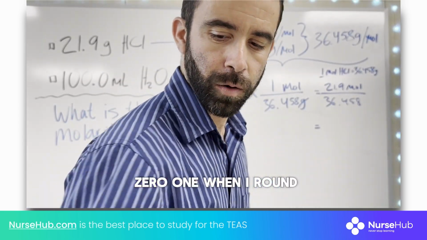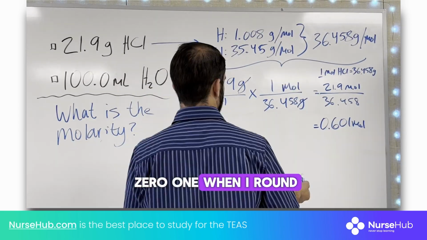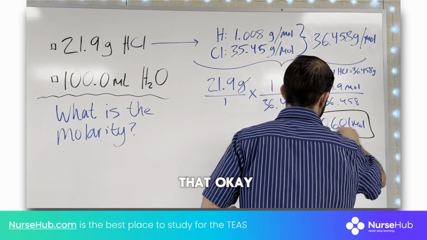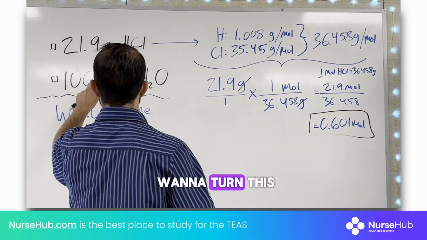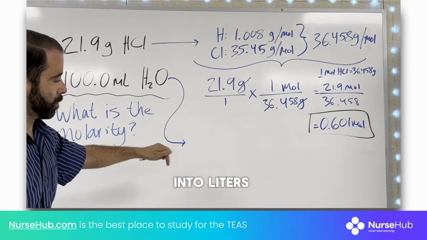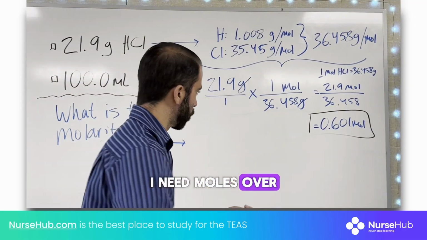0.601. Right around. So I'm going to save that. Okay, it's not the final answer, but I'm going to save it. Now, I want to turn this into liters. I need moles over liters.